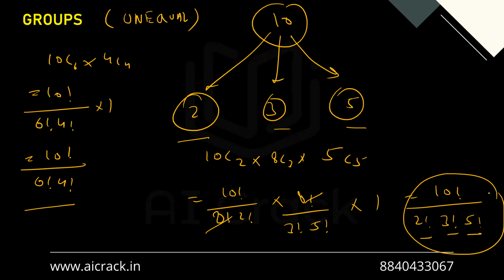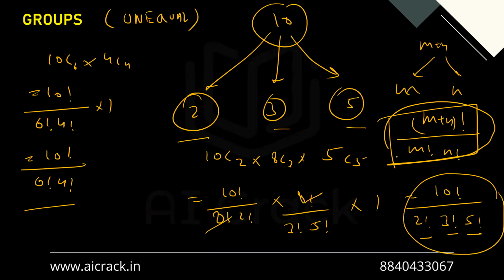So with the help of this kind of conclusion, we can derive that if I want to divide a group into two unequal groups, let's say I have a group of m plus n people, then I'll be dividing into two unequal groups of m and n, and the number of ways would be m plus n factorial divided by m factorial n factorial. So this you have to remember. This was about unequal groups and not equal groups.